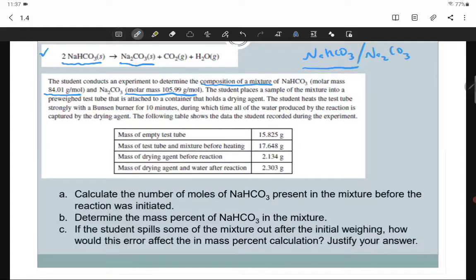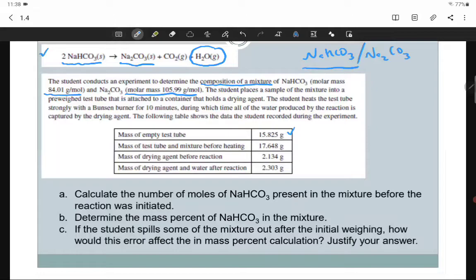It says how the student does this in the lab. So they take all the chemical. The student places a sample of that mixture of chemical into a pre-weighed test tube. So there is the mass of the test tube. That is attached to a container that holds a drying agent. Drying agents are able to take all the water that's in a compound and suck it out. And there's our water.